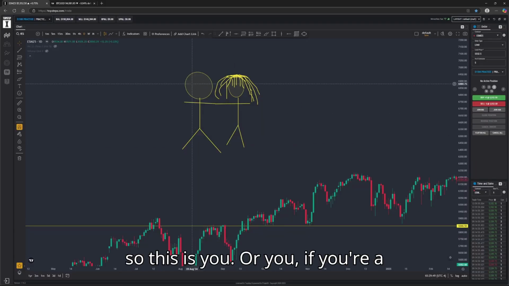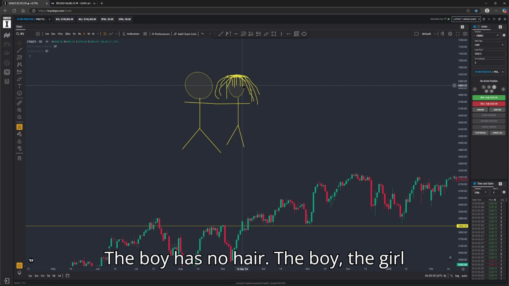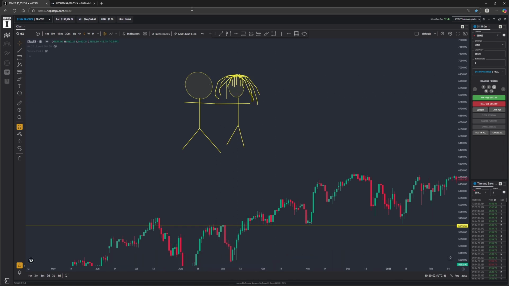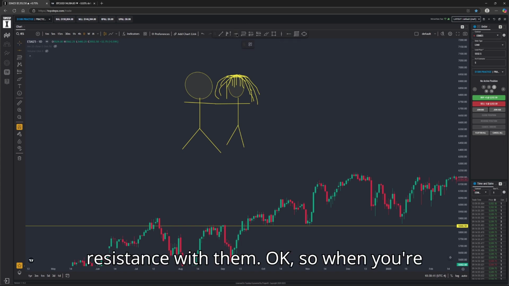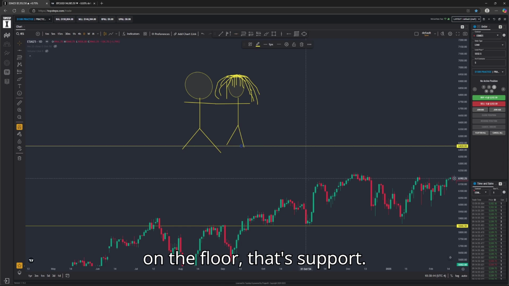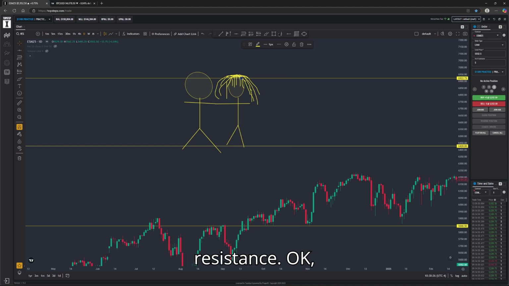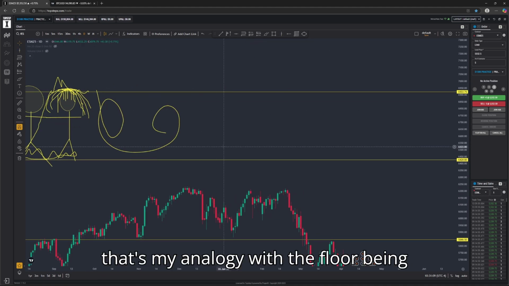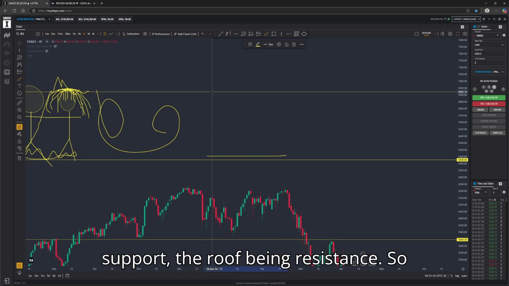So this is you, or you if you're a girl. This is the boy, this is the girl. The boy has no hair. The girl has long, luscious, beautiful hair. I'm going to explain support and resistance with them. When you're on the floor, that's support. When your head hits the ceiling, that's resistance. That's my analogy, with the floor being support and the roof being resistance.